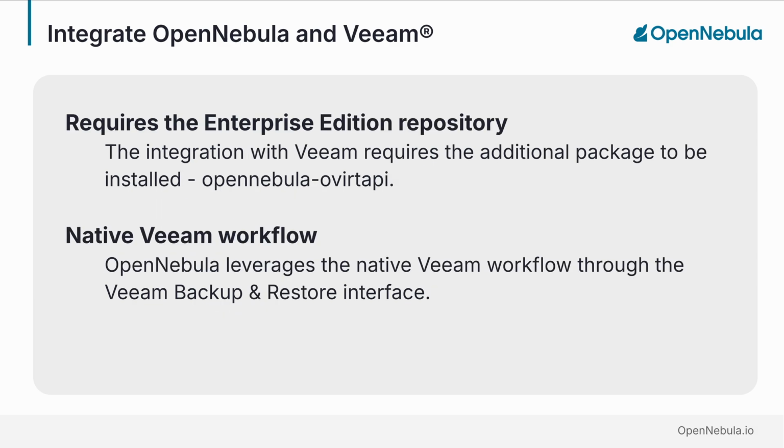There is a specific package that needs to be installed, OpenNebula-oVirt API. This package can be found only in the enterprise repository. All the settings, configurations, and operations are executed from the Veeam console, leveraging the Veeam's native workflow. That is a significant advantage if you know how to operate Veeam or already using it in your environment.